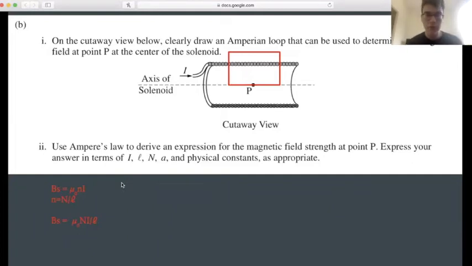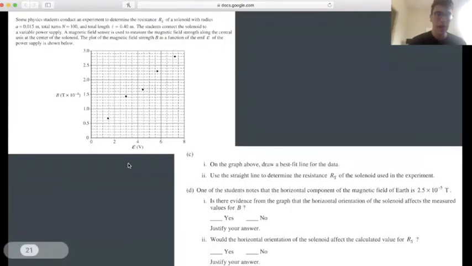And so for part 2, using Ampere's law to derive an expression for the magnetic field strength at point P, we can use our formula from the formula sheet. The B field of a solenoid is equal to mu naught N I, where N is the number of loops divided by the length, and we can get our expression. The B field of the solenoid is equal to mu naught N I over L. Okay, so moving on to the next part, which is a graphing question.